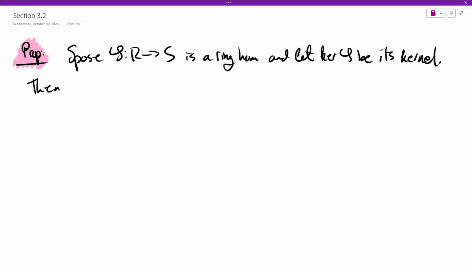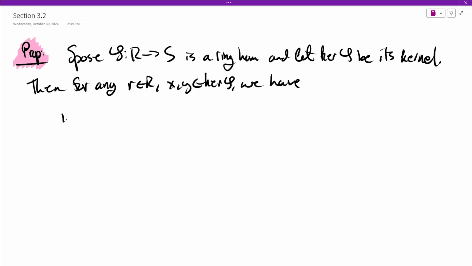Then for any r in R and x, y in the kernel of phi, we have, well, first of all, we know already, I'm going to put it as one of the things. We know this already. I'm just recording this first part, that 0 is in the kernel, for a definition that's going to come shortly. Well, it's going to come in the next learning video. So we always know that 0 is in the kernel.